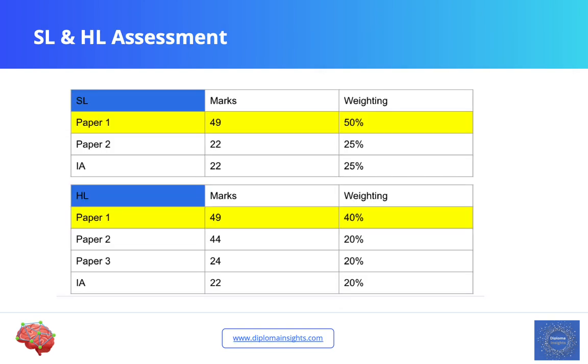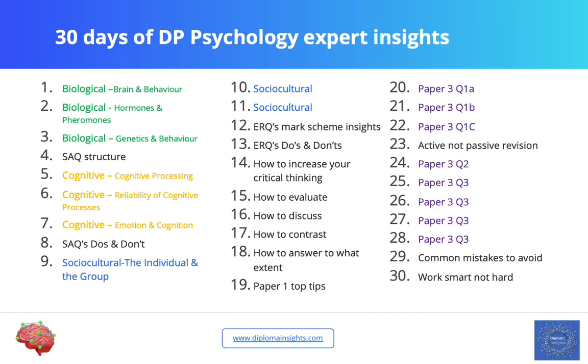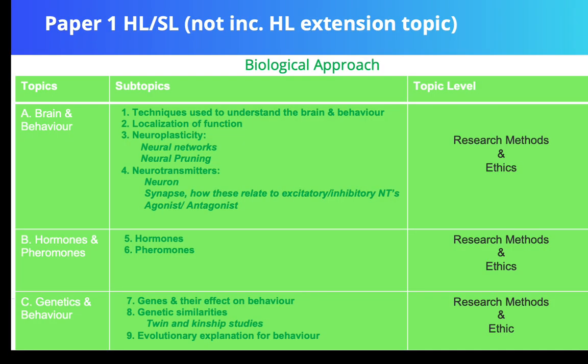Our insights will be relevant for HL and SL, and as you can see, it's worth spending a lot of time focusing on paper 1 as it's worth the biggest weighting for both SL and HL. And here's the plan of everything we'll cover over the next 30 days. Let's get started with the first unit from paper 1, the biological approach.